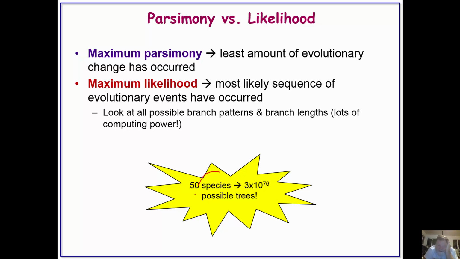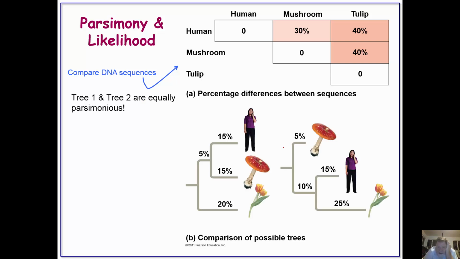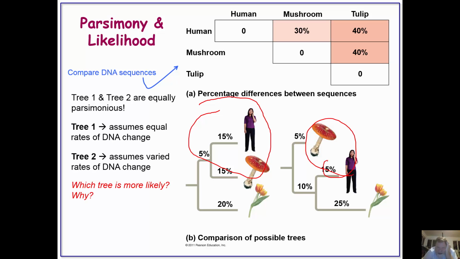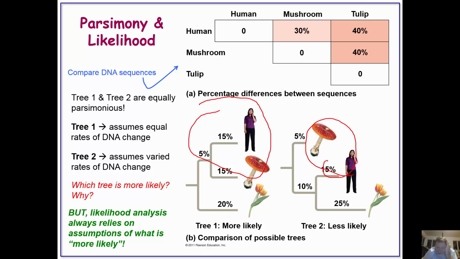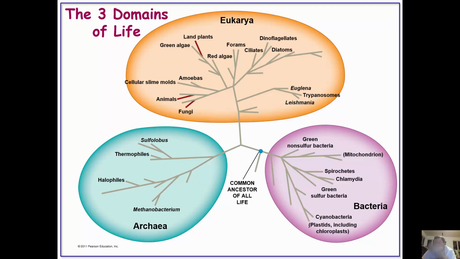Again, with as few as 50 species, we have roughly 3 times 10 to the 76 different possible trees. And so not all of them are as likely as others, and we need to look at that. I'm going to pop over in this. Basically we could look at the differences between these sequences, a comparison of possible trees. And again, we would say the tree that is the simplest is probably the most likely. Number 1 is more likely than number 2, because in number 2 we see a lot more change.